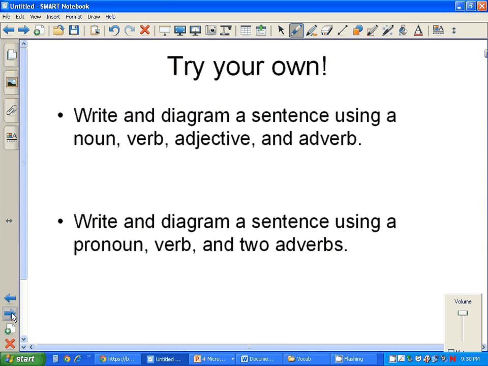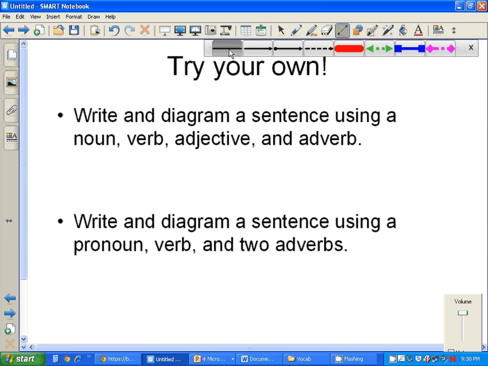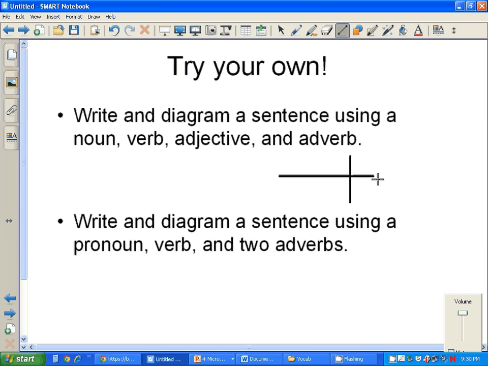The harder part is writing and diagramming your own sentence. Okay, so see if you can do one with a noun, a verb, an adjective, and an adverb. And I'll give you a hint here. The diagram on this one is going to look something like this. Go ahead and pause the video now if you don't think you need the help.